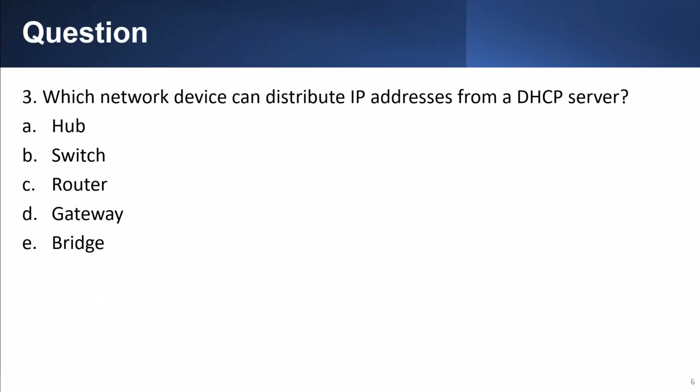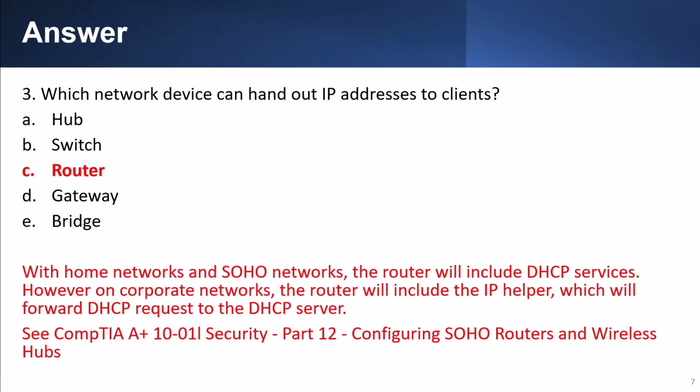Question 3. Which network device can distribute IP addresses from a DHCP server? Answer: router. With home networks and SOHO networks, the router will include DHCP services. However, on corporate networks, the router will include the IP helper, which will forward DHCP requests to the DHCP server.